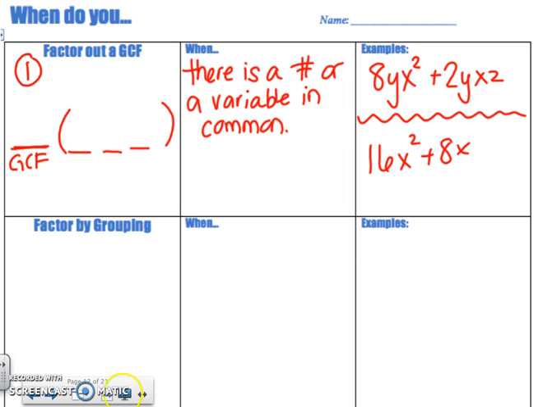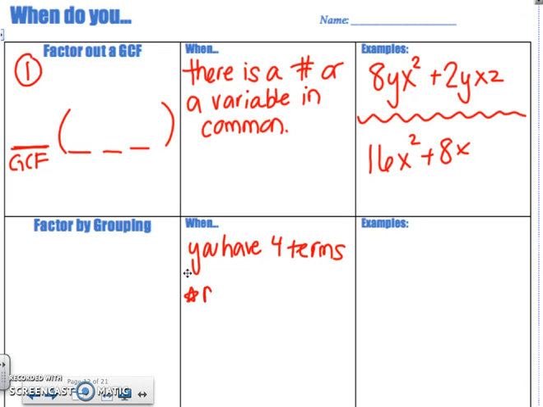Now, there's also going to be when you can factor by grouping. And remember, when we factor by grouping, that's when you have 4 terms. Okay, so if you see 4 terms, maybe see if you can factor by grouping, but you have to make sure they have nothing in common. So there's no GCF. Okay, because if there was a GCF, then you could factor it out up here. So you can factor by grouping when there are 4 terms, but there's no GCF.